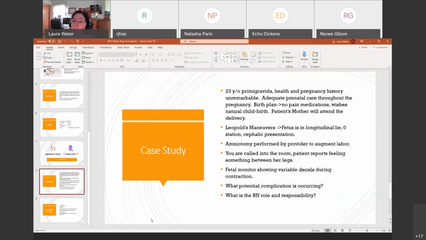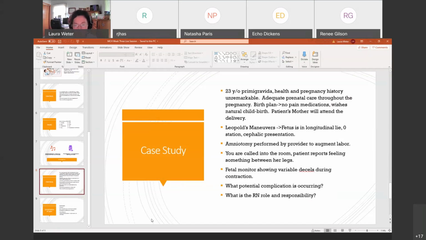So her health and pregnancy history are unremarkable. She's had adequate prenatal care throughout the pregnancy. Is that good? So far, so good, right? She has a birth plan, and part of her birth plan is to not receive pain medication during her labor. She wants a natural childbirth, and she wants her mom to be present at the delivery. Does that all sound good so far?